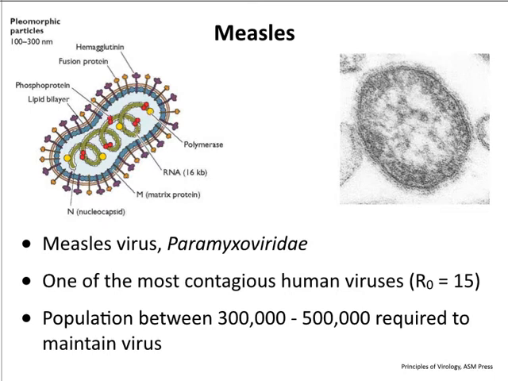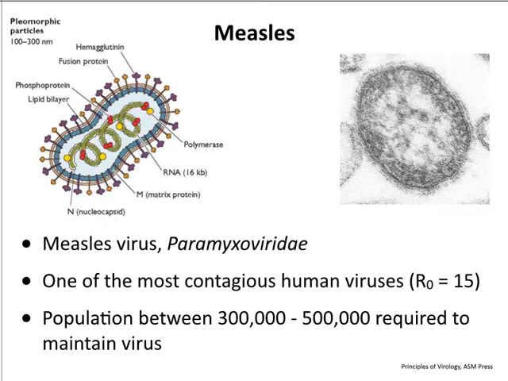The next virus is measles, which is an enveloped virus with a negative-stranded RNA genome, a member of the Paramyxoviridae family, one of the most contagious human viruses we know of. And this number, the R0, or the reproductive index, is a measure of how many people an infected person will infect. So if you are infected with measles, you're likely to infect 15 other people, which is really high among viruses. Most viruses are down in the 2 or 3 range.